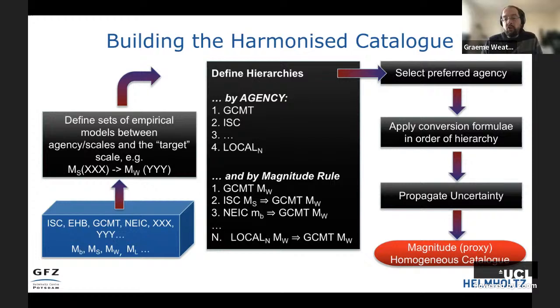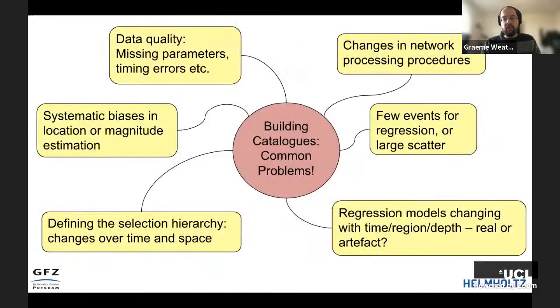And the result of this should be a magnitude homogeneous catalog. But it's important to emphasize that except in the cases where the magnitudes come directly from the moment tensor, this is a sort of proxy magnitude. There are often many problems we encounter in this. It's just an overview. We often have missing parameters. You can have timing errors that can mean that trying to associate magnitudes can be problematic.